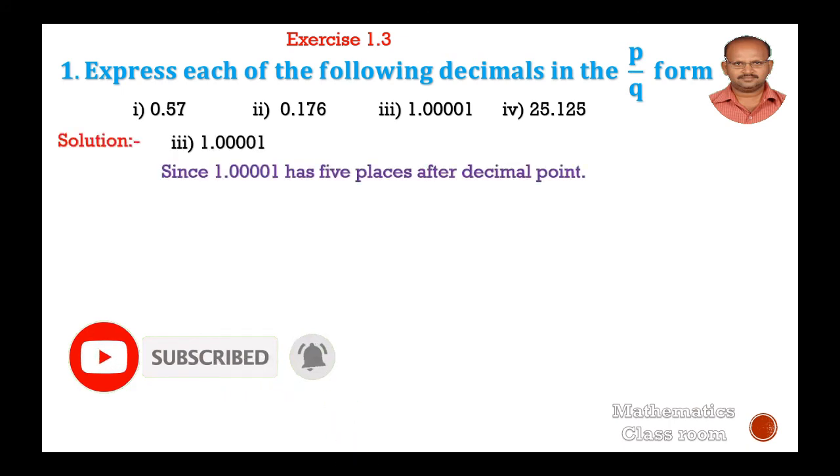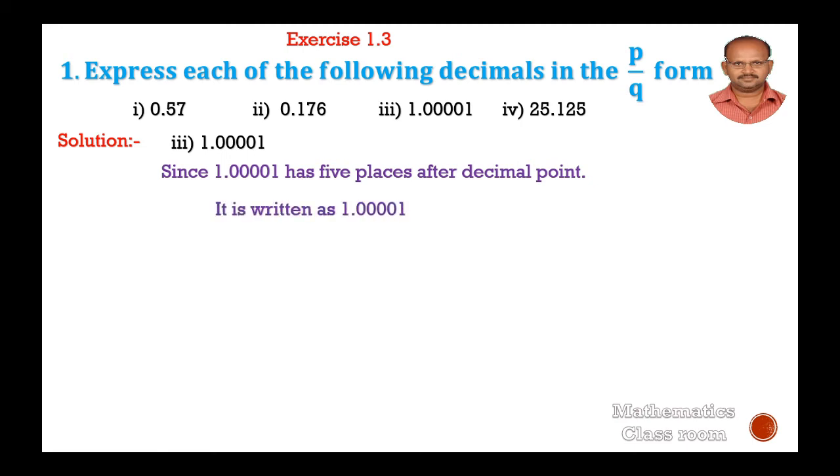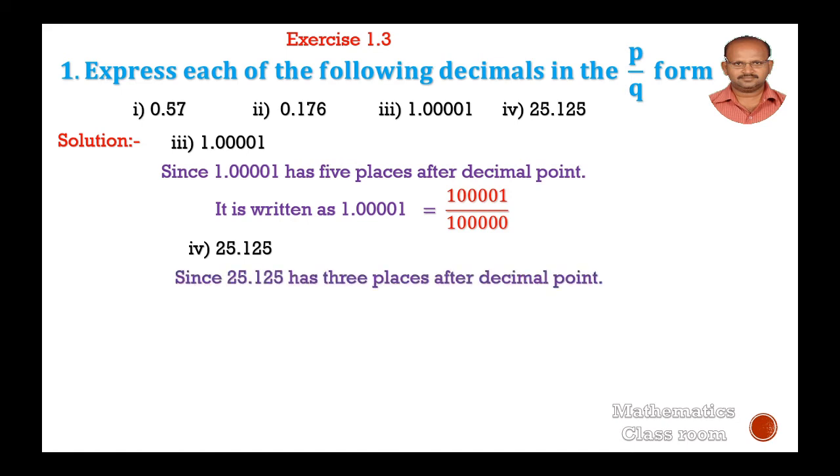Since 1.00001 has 5 places after the decimal point, it is written as 1.00001 is equal to 1,00,001 by 100000. Then the fourth question, 25.125 has 3 places after the decimal point. It is written as 25.125 is equal to 25,125 by 1000.